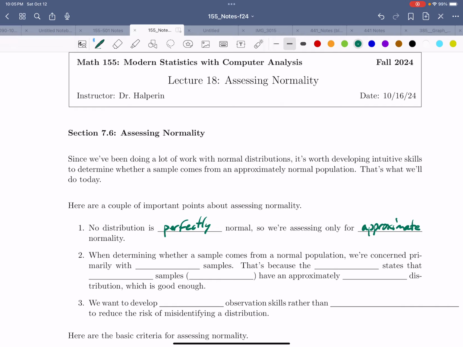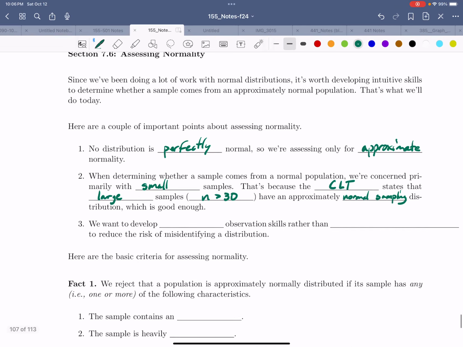When we're doing this process, we're trying to see whether a sample comes from a normal population. We're concerned primarily with small samples, because the central limit theorem states that large samples, meaning samples of size greater than 30, have an approximately normal sampling distribution. Again, if we have a large enough sample, we can guarantee the sampling distribution of the sample mean is normal. So the concern is, what about small samples?